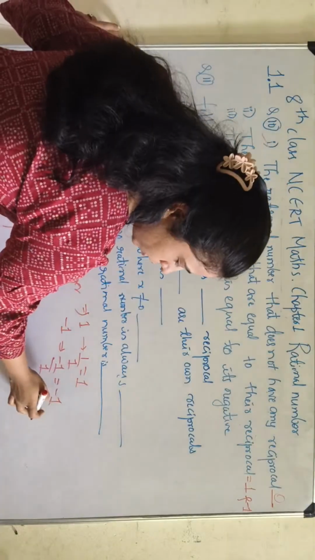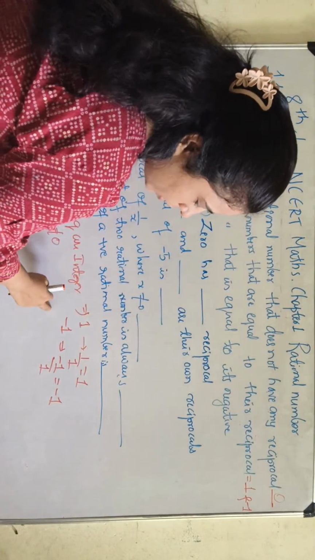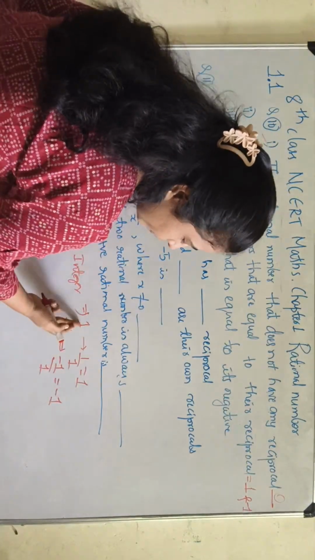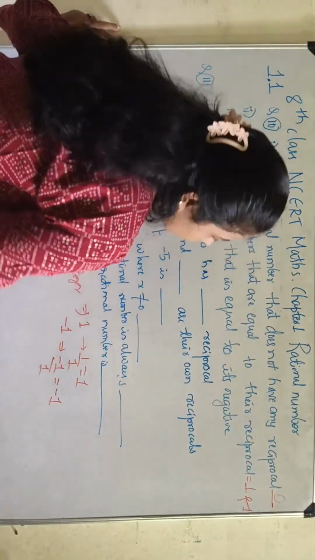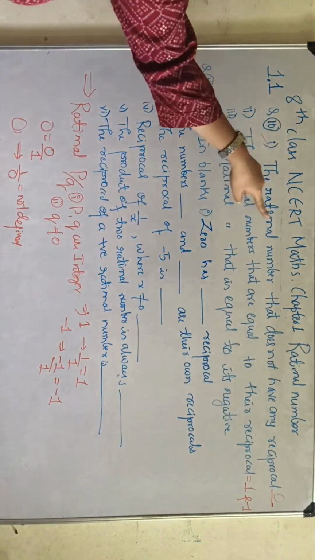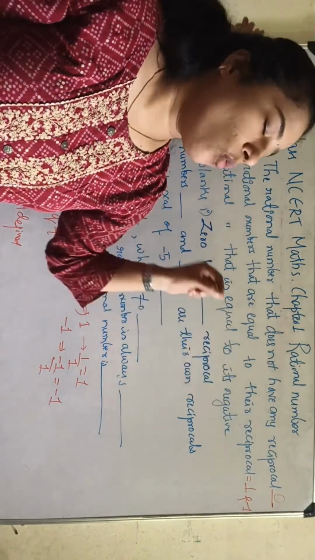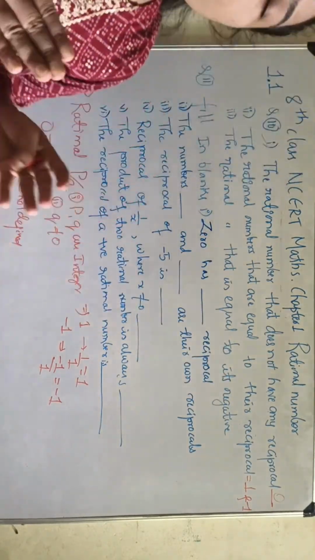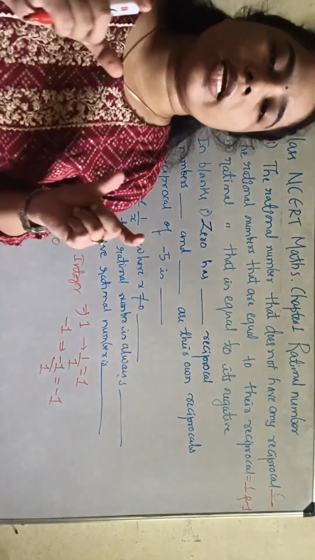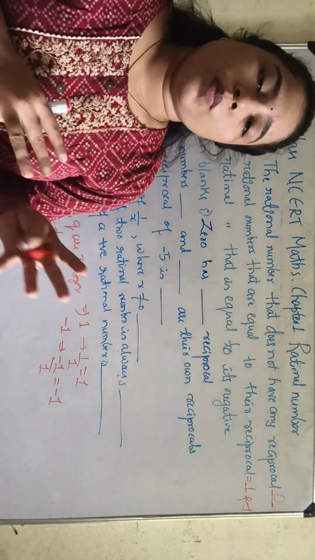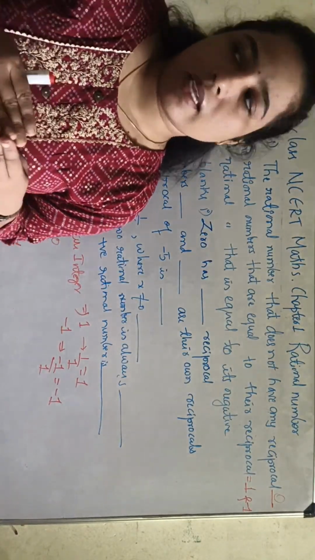So these are the reciprocals and these are the original numbers. See here, the reciprocals and the original number are the same, and this also is the same. That's why the rational numbers that are equal to their reciprocals are 1 and minus 1. The 1 and the minus 1 are the two rational numbers whose reciprocals are also the same.